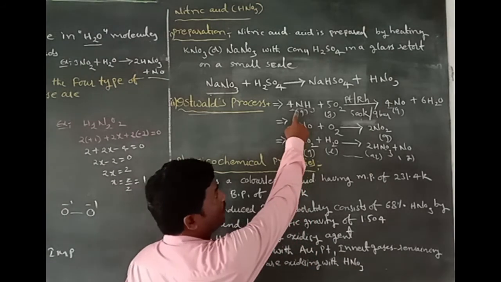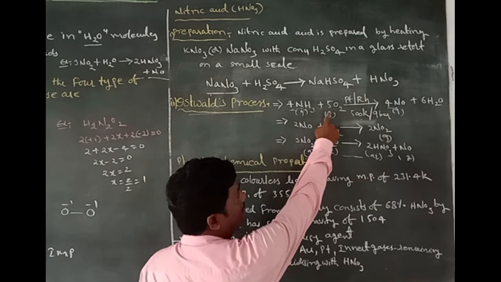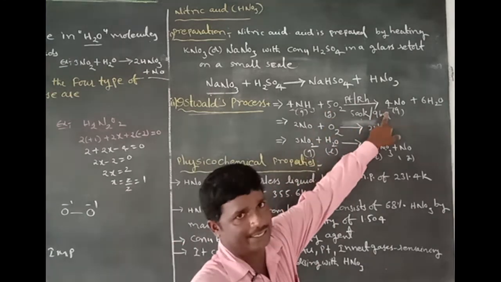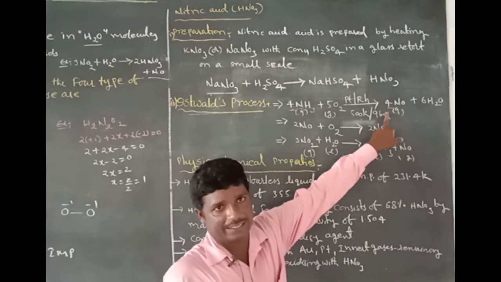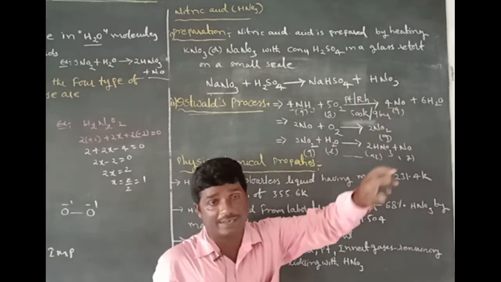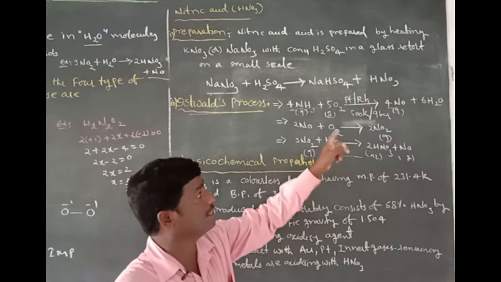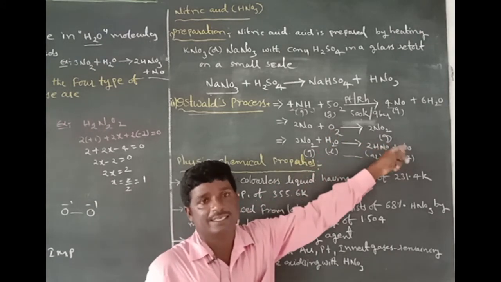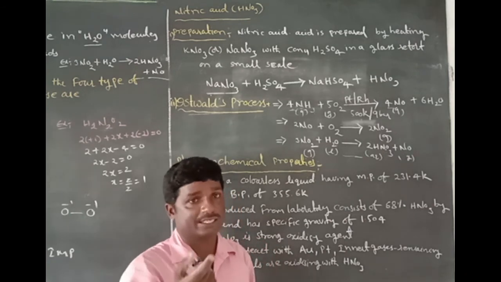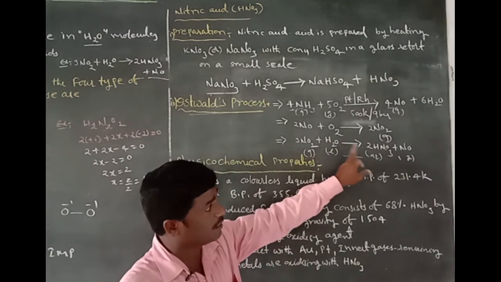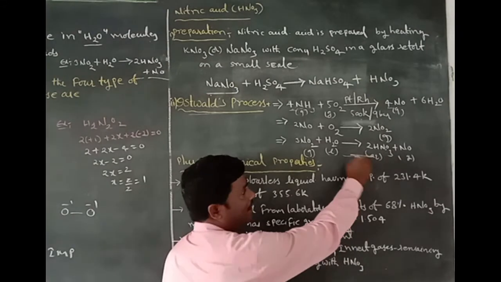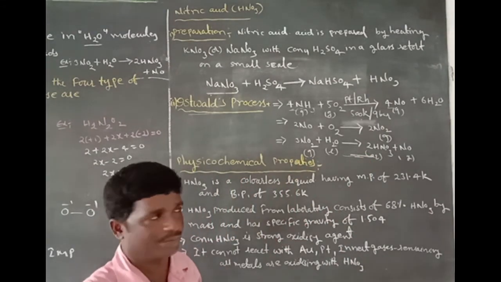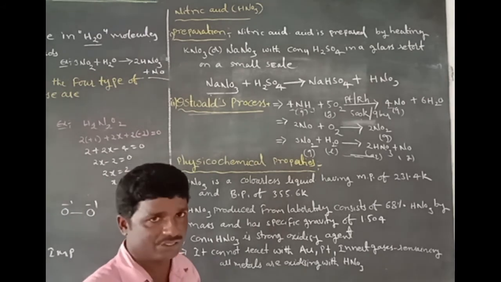Ammonia combines with oxygen and forms nitric oxide. That is the first reaction. Then nitric oxide combines with another oxygen atom and forms nitrogen dioxide in the second reaction. Nitrogen dioxide dissolves in water, and then nitric acid is formed. That is the Ostwald process on a large scale.